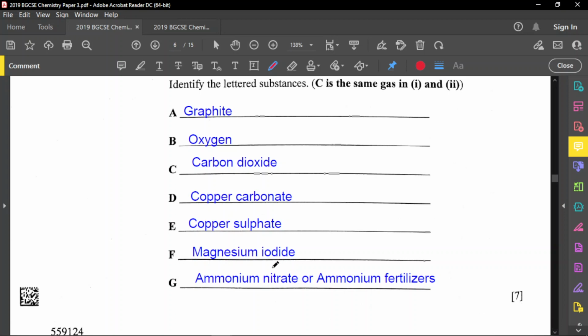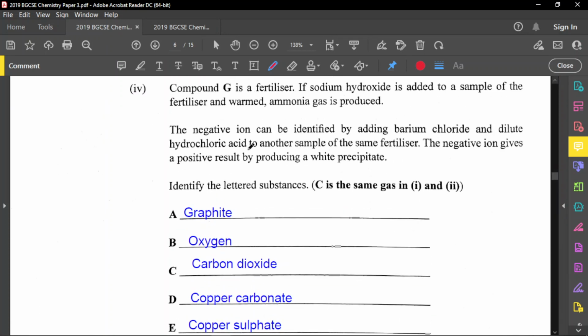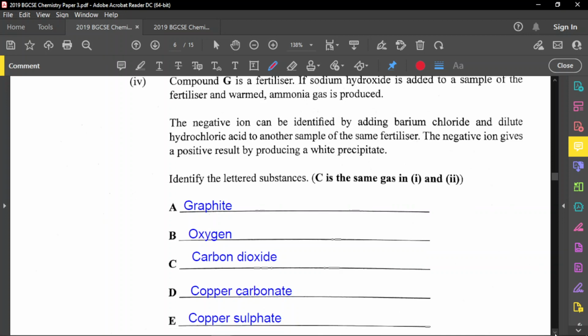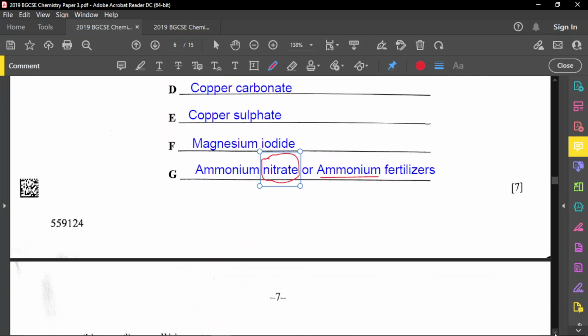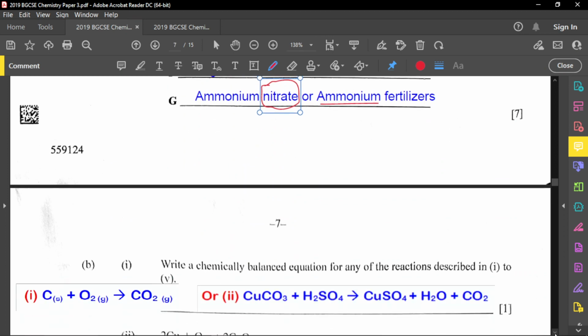All right, and as a matter of fact, the nitrate is the most important one, because nitrate is a negative ion. I must only assume that it is ammonium fertilizer, because that is the most common nitrate fertilizer. The negative ion that was outlined in part 4 right here is all indicating that it is a nitrate, all right? So, for compound G, if a compound is a fertilizer, then I'm going to say it's ammonium nitrate, because that's the most commonly used nitrate fertilizer. You also have potassium nitrate used, but the one that is most used is ammonium nitrate.